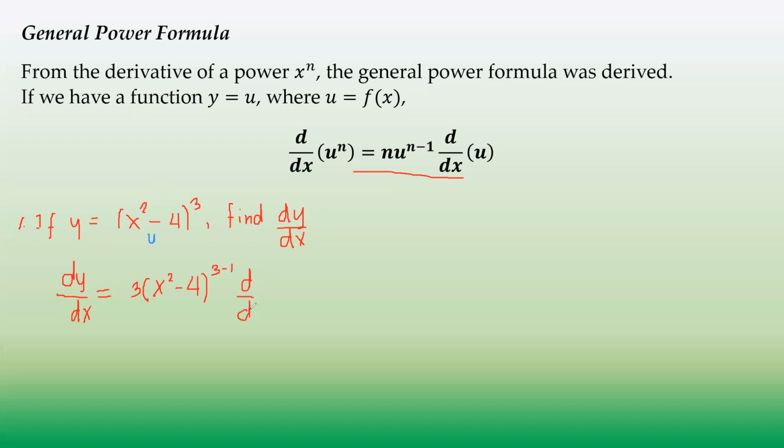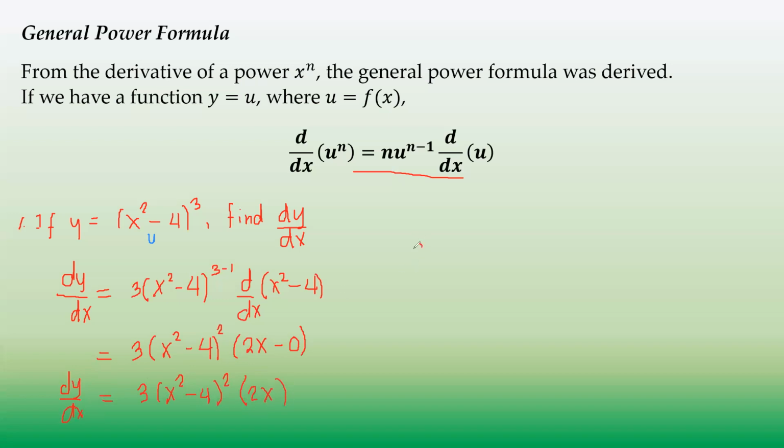Okay, meron tayong d over dx of u, where u is x squared minus 4. Tuloy natin. So our dy over dx is now equal to 3 times the quantity x squared minus 4 raised to 3 minus 1 is 2. Now we're going to differentiate x squared minus 4. This is equal to 2x raised to 2 minus 1 is 1. So we have 2x. Derivative of 4 is 0, yun ay constant. And our dy over dx is now equal to 3 times the quantity x squared minus 4 squared times 2x, or pwede pa i-simplify yan.